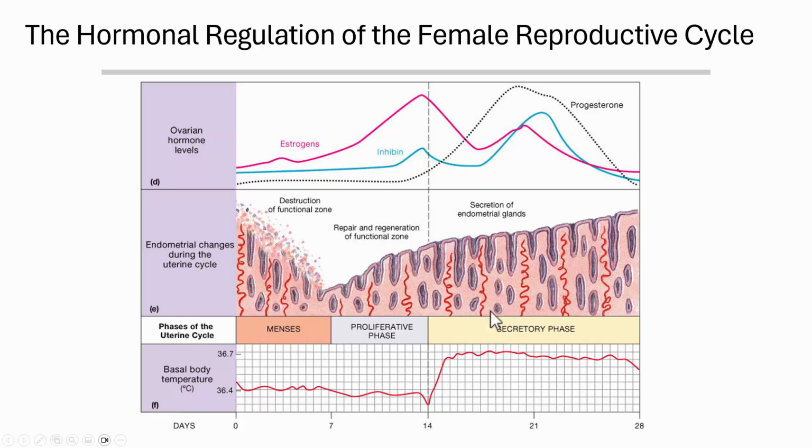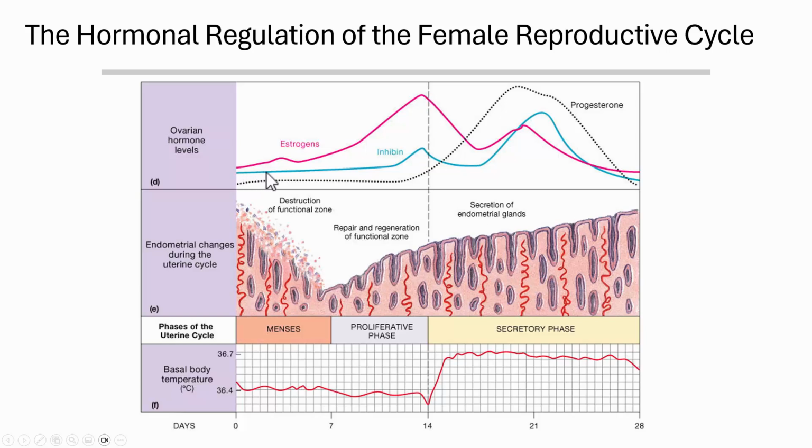Looking at the uterine cycle here, starting at menstruation. There's destruction of the functional zone of the endometrium. And here you can see the level of estrogen. As estrogen increases, it's going to spur on the proliferative phase. This is where there's repair and regeneration of the functional zone. And right about the time it peaks, we then enter the secretory phase.